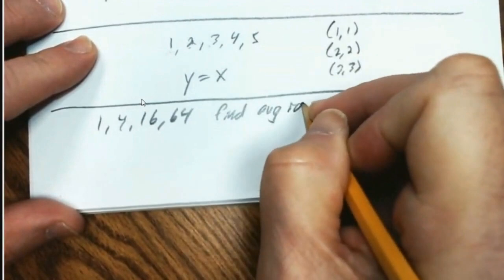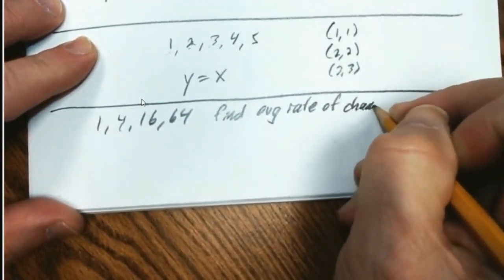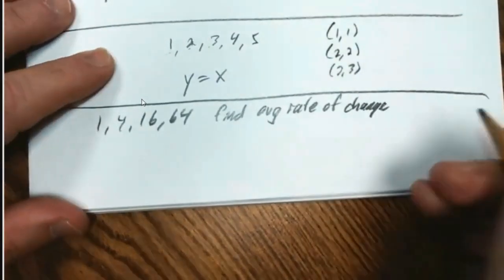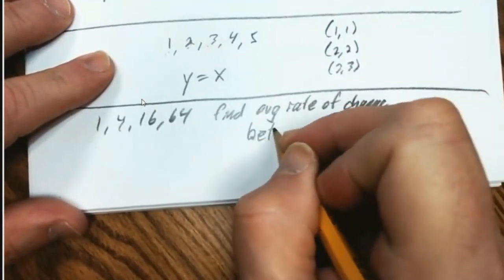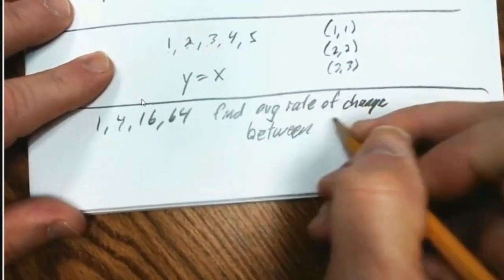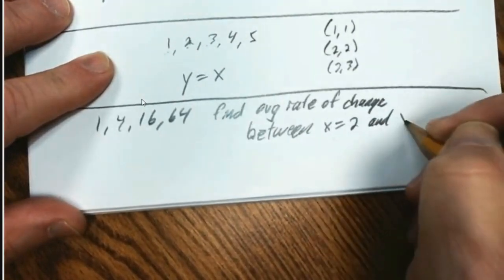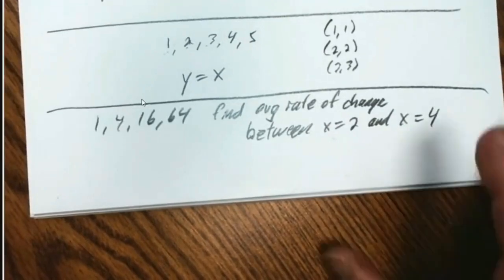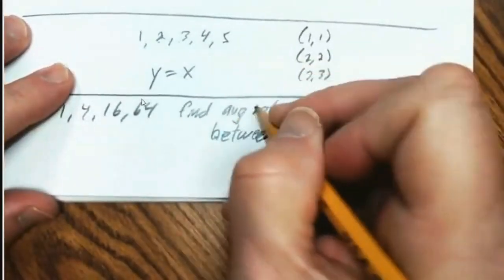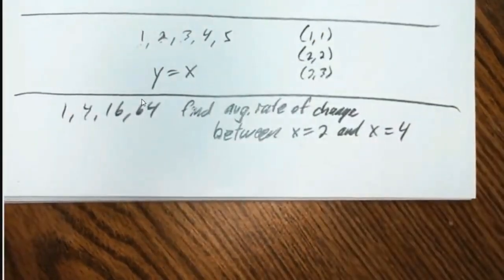And it may say, find the average rate of change between x equals 2 and x equals 4. You will have problems like this. I know there's problems like this. It'll be on the test. It'll be on the assignment this week. Find the average rate of change.